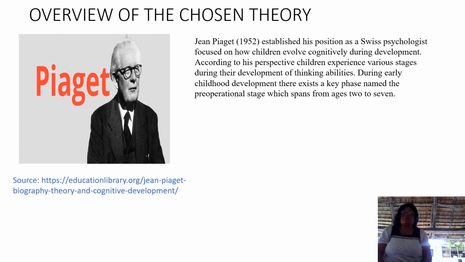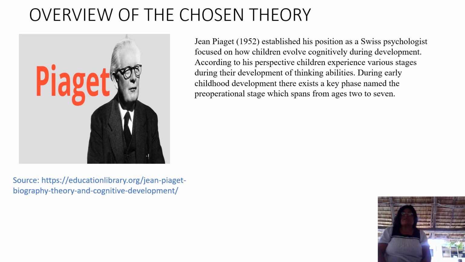Overview of the chosen theory. Jean Piaget's 1952 work established his position as a Swiss psychologist focused on how children evolve cognitively during development. According to his perspective, children experience various stages during their development of thinking abilities. During early childhood development, there exists a key phase named the pre-operational stage, which spans from ages 2 to 7.